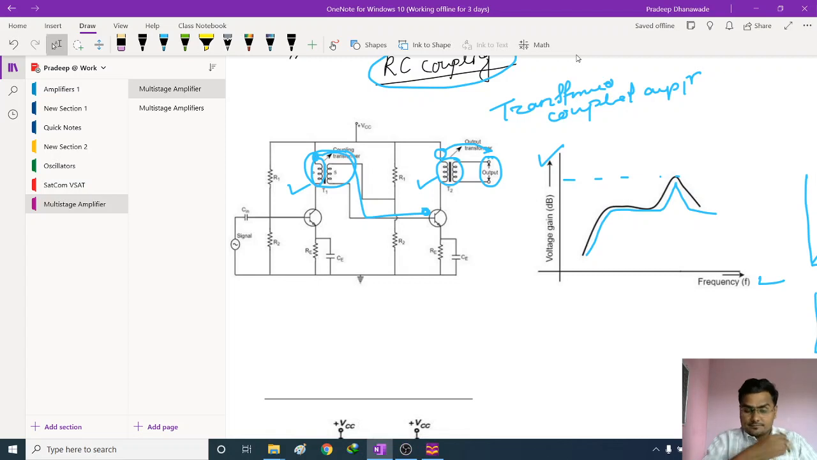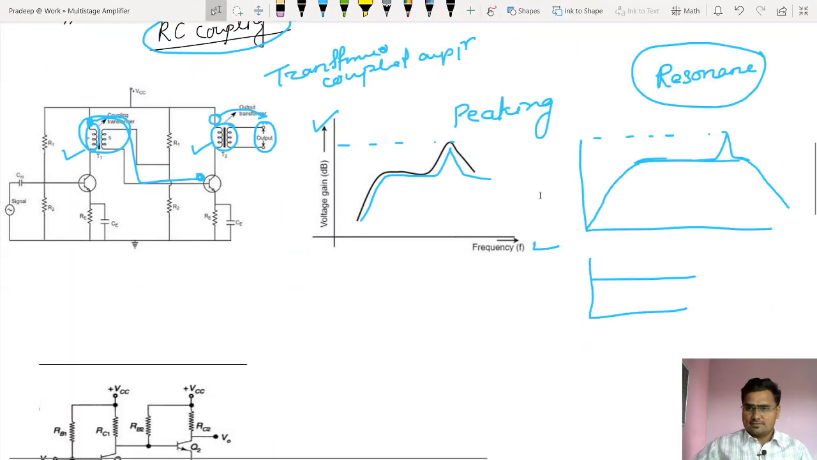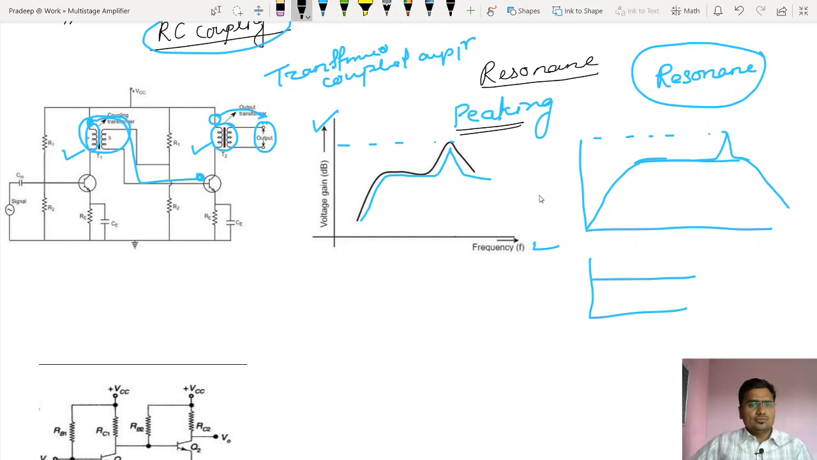Where is the pen? Here it is. So somewhere the gain suddenly increases. What is this? It is called peaking. Let me write it here: peaking. This is called peaking. And why is peaking there? Because of resonance. Why is resonance there? Whenever you use a coil, obviously resonance will be there, and at resonance the gain becomes maximum.